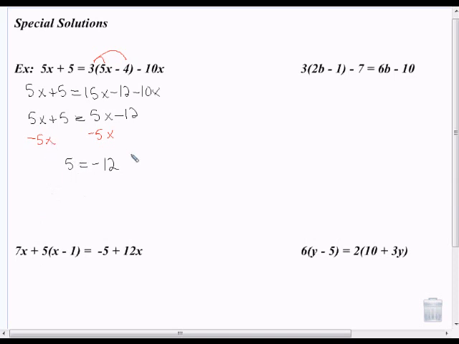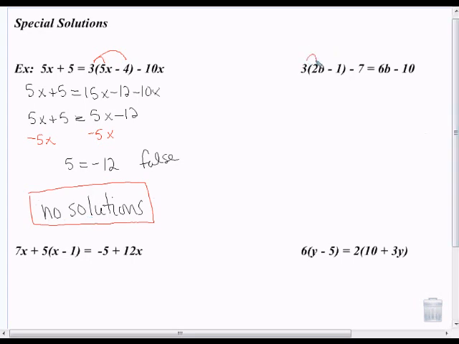If you get this situation where your variables, once you've subtracted, have gone away, and you get a false statement, there are no solutions. There is no value of x that would make that original equation true. So this is your answer. Okay?